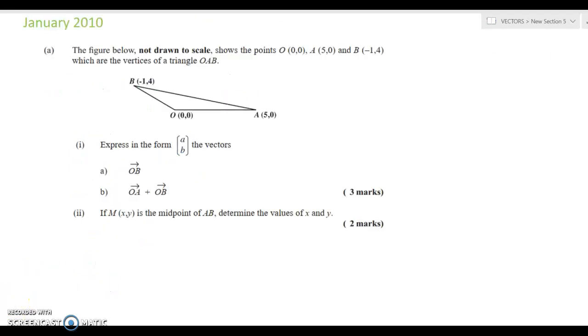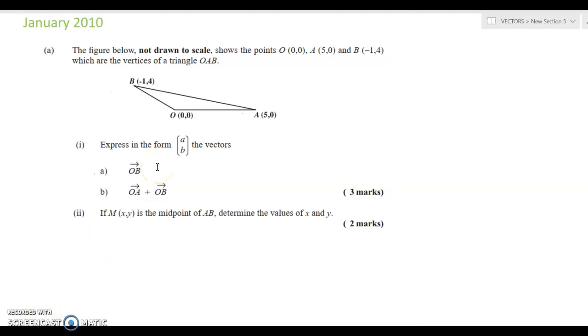So now we are looking at a past paper question. This is January 2010. The vector question normally comes at the end, the last question. So let's read what we have. The figure below, not drawn to scale, shows the points O, the origin (0, 0), point A (5, 0), and B (-1, 4), which are the vertices of triangle OAB. Express in the form of vectors OB, that's part A, and then part B, AO plus OB.